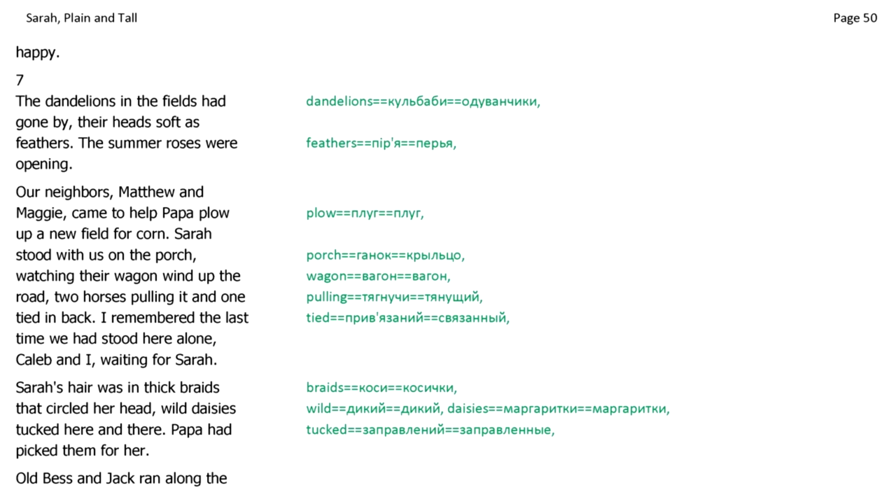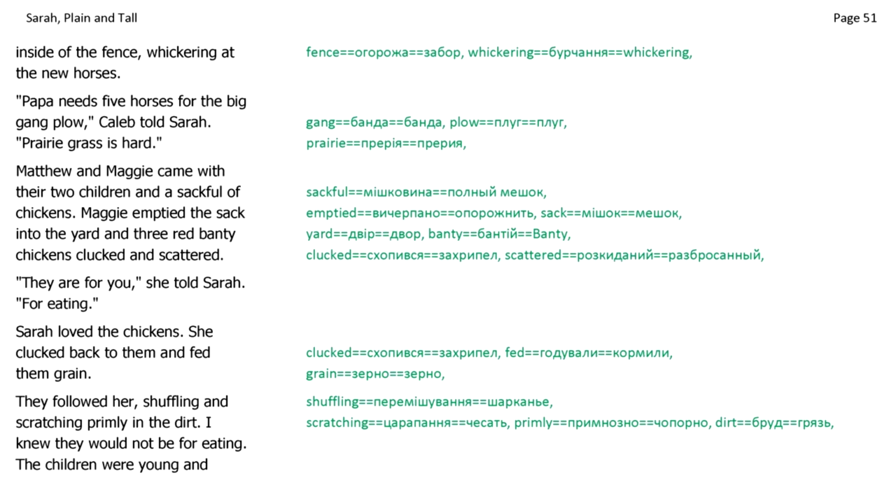Sara's hair was thick in braids that circled her head, wild daisies tucked here and there. Papa had picked them for her. Old Bess and Jack ran along inside of the fence, whiskering at the new horse. "Papa needs 5 horses for the big gang plow," Caleb told Sara. "Prairie grass is hard."